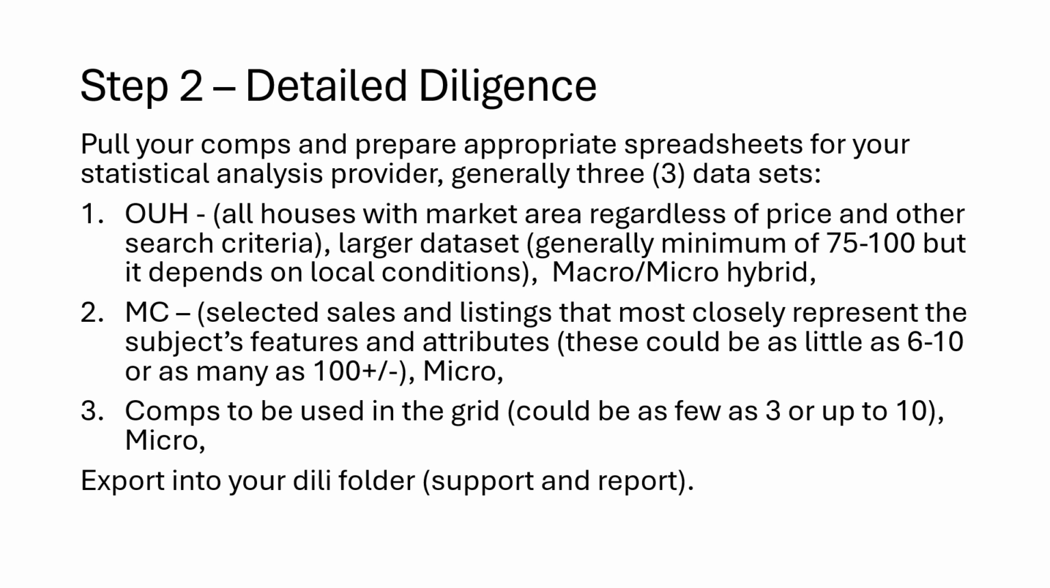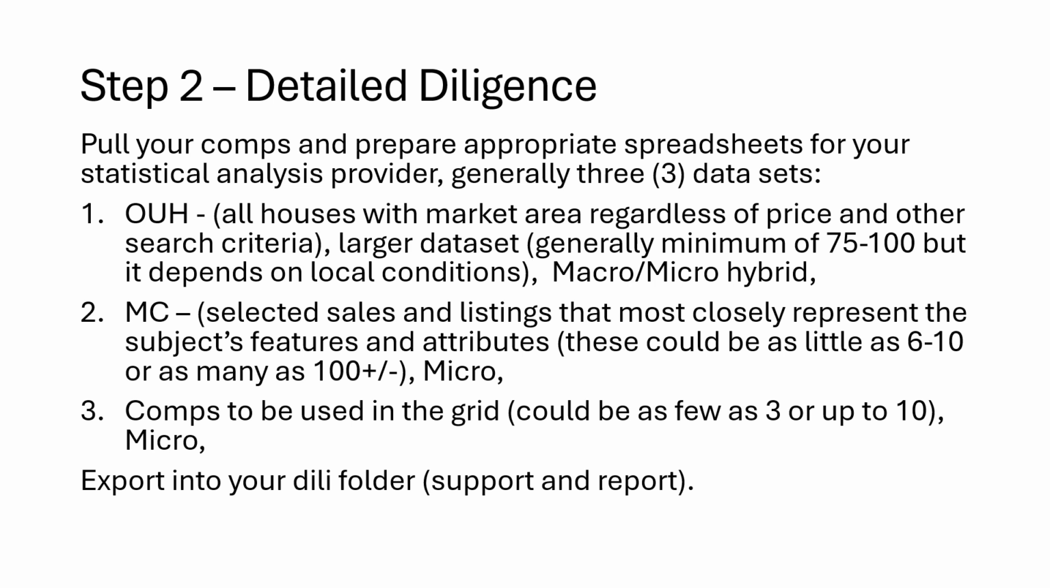One is your one unit housing, which basically has all your houses within the market area regardless of price. It's generally a larger data set. It can be a minimum of 75 to 100, but it can be hundreds, depending on the turnover of your marketplace. This is part of one unit housing stats, and I consider it a blend of both the macro stats and the micro stats.